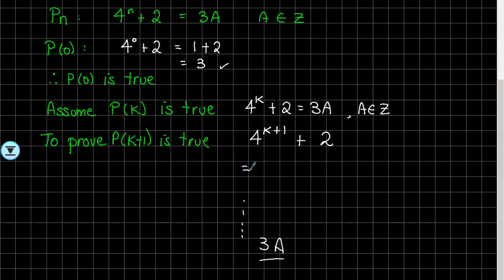Remember what we said, we want to assume pk, so we want to use that. How can I use this when it's not even in here? This is a 4 to the k plus 1. I've got a 4 to the k. I'm going to separate this, so I'm going to go 4 times 4 to the k plus 2. Would you agree? Because when I'm timesing by the same base, you add the powers and that would give me this. Yes?